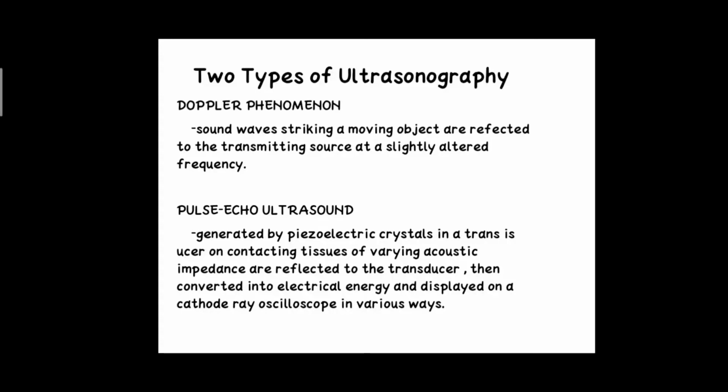Pulses of ultrasound generated by piezoelectric crystals in a transducer contact tissues of varying acoustic impedance. Resistance to the transmission is reflected or echoed to the transducer, then converted into electric energy and displayed on a cathode ray oscilloscope in various ways. The currently basic forms in use are the A mode and the B mode.